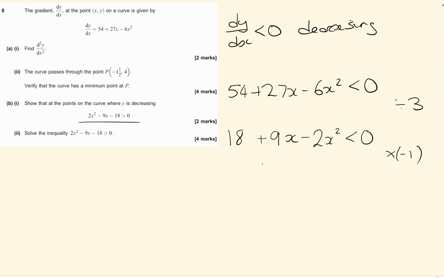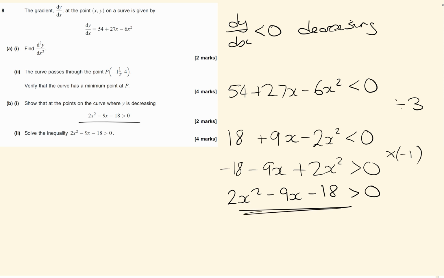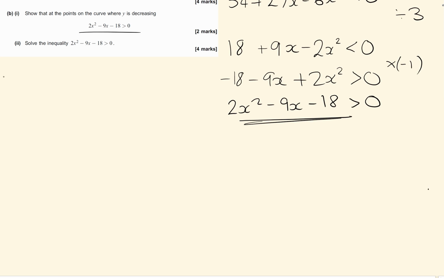And when you times through by -1, it changes the sign of each thing, and it also flips the inequality symbol round. The other option is just to move everything over to the other side, but I prefer this way. I feel this is a bit more mathematical. So I've got -18 minus 9x plus 2x squared is now bigger than 0. Just tidy this up by rearranging it into the format that it wanted us to get, which is there. And then we've got our 2 marks for part 2, solving the inequality.